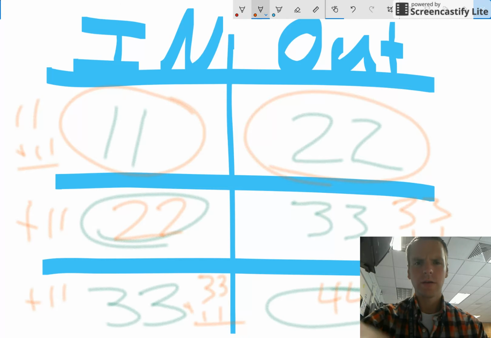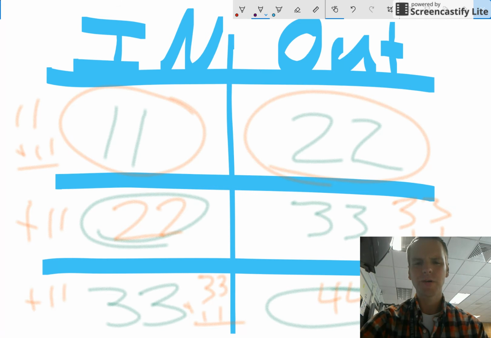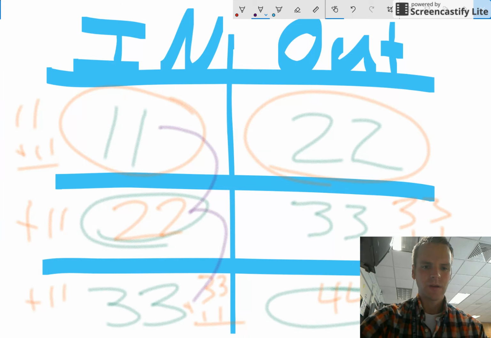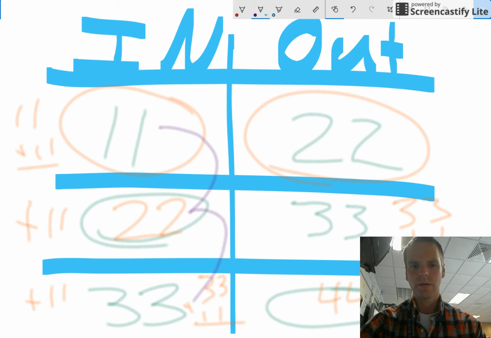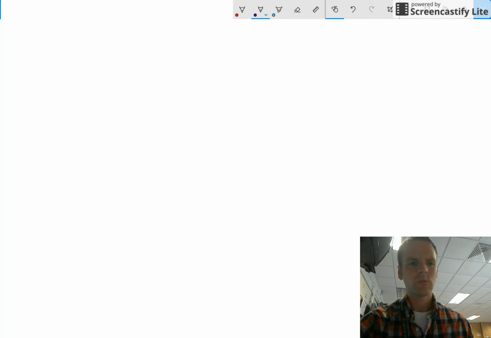Now let's look here, friends, at our in and output table. Do you notice anything? My in goes from 11 to 22 to 33, so there's a pattern. Look at my out. I go from 22 to 33 to 44. So that was just a little quick mini lesson on what's my rule.